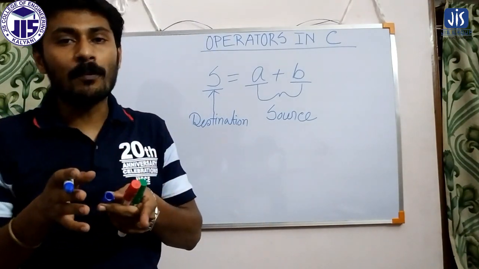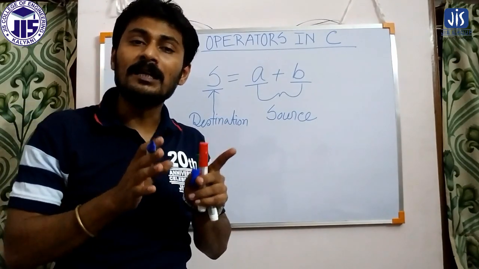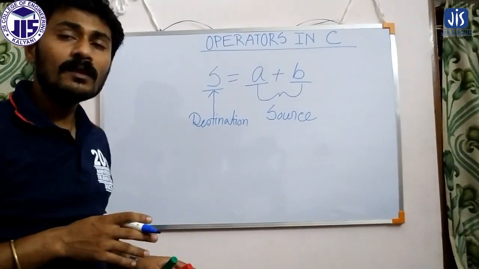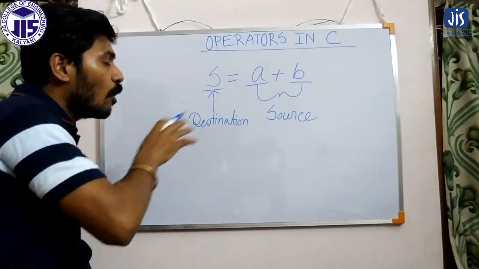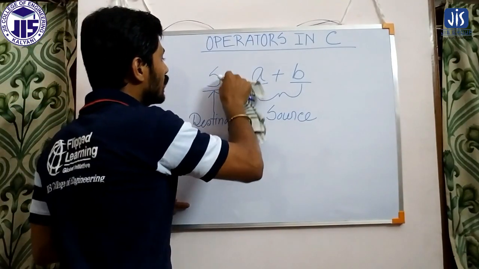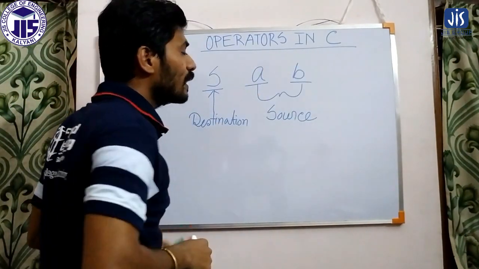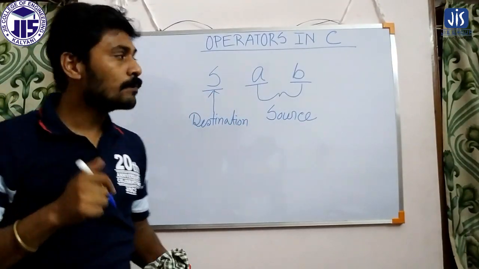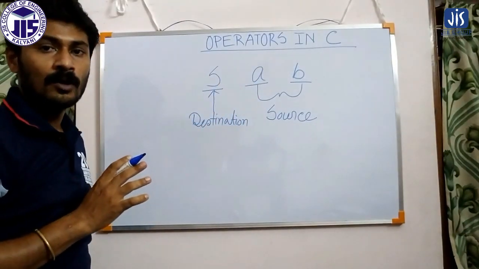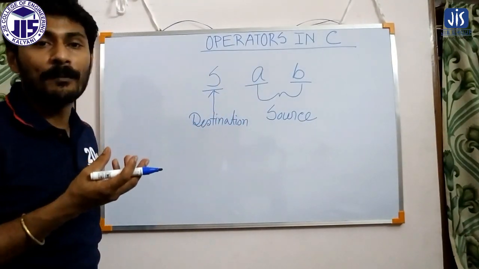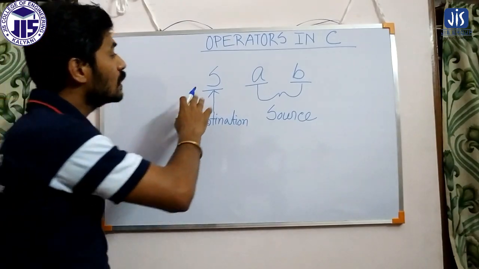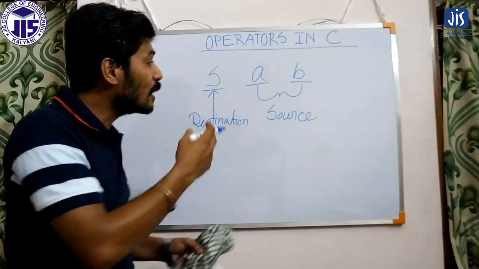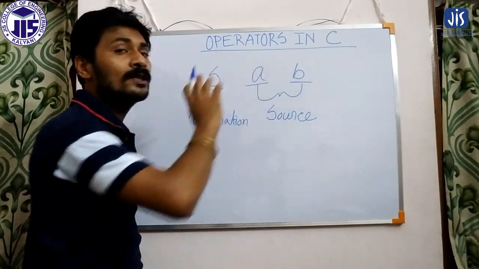Now the number of source operands and the number of destination operands completely depend on the operation that we are going to perform. Here A and B are the source operands and S is the destination operand. But what operation is going to be performed, on which operands, and where the result will be stored, we cannot define from the names of the operands only.